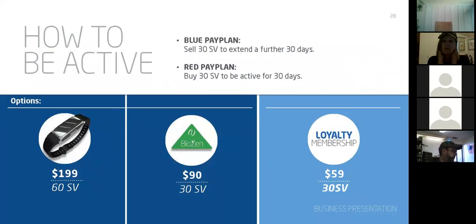In order to earn commissions and to be active, someone must either sell $199 a month, which is 60 SV, in other words, a Hilo or a Biozen, or they sign up somebody who gets on loyalty. When someone's on loyalty, that's 30 SV per month that's going to appear in the back office because you signed someone up who got on loyalty. That's minimally what's required to be active. So it's not what you do personally, it's what you sign someone up to do. That's how you're active.